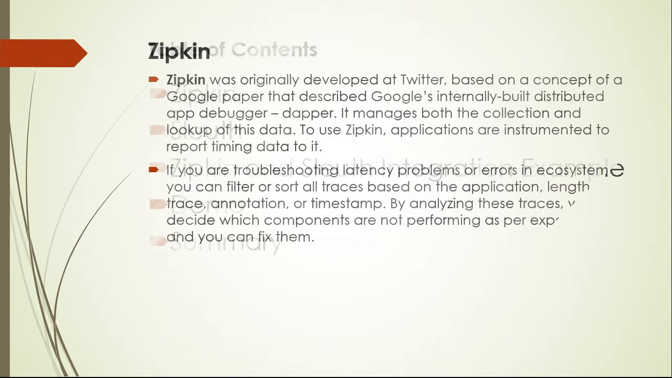Zipkin was originally developed at Twitter, based on a concept from a Google paper that described Google's internally built distributed app debugger, Dapper. It manages both the collection and lookup of this data. To use Zipkin, applications are instrumented to report timing data to it.